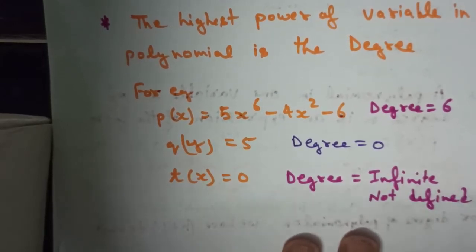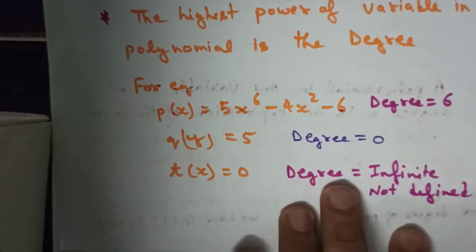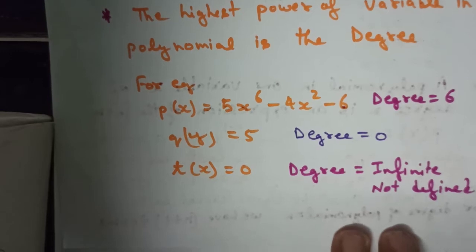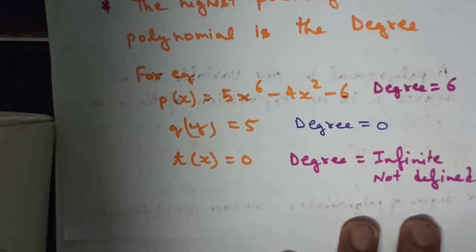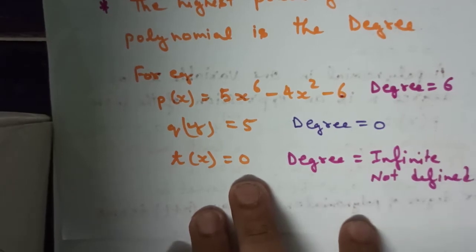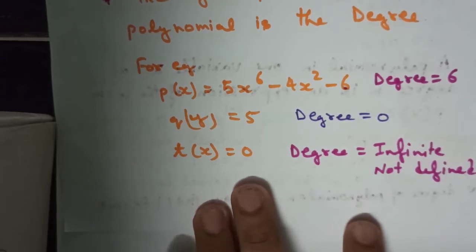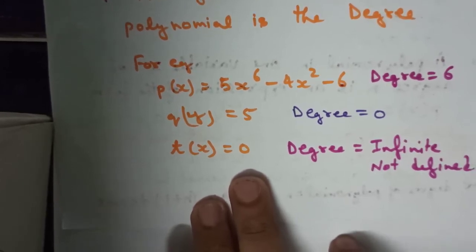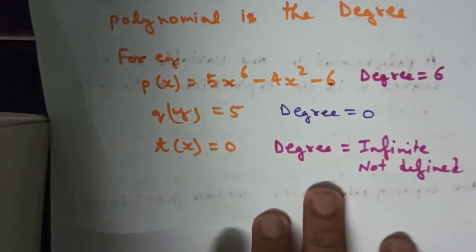Similarly, if we have q(y) equals 5, then 5 is a constant polynomial and the degree of a constant polynomial is 0. 5 can be written as 5x raised to the power 0. So the degree of the polynomial is 0. Now t(x) equals 0. If we have a zero polynomial, the degree cannot be defined. 0 can be written as 0x power 0, or 0x power 1, or 0x power 2, and so on. Therefore we say that the degree of a zero polynomial is infinite or not defined.